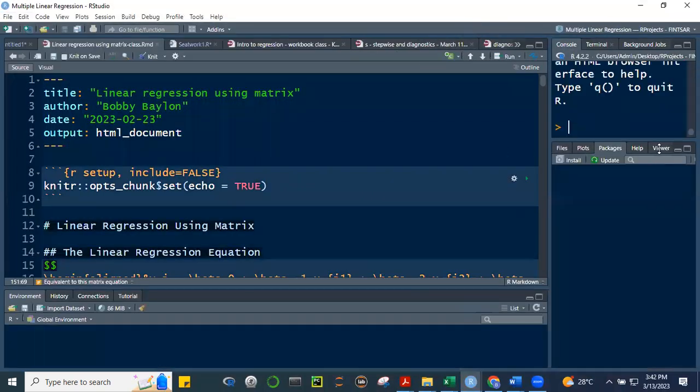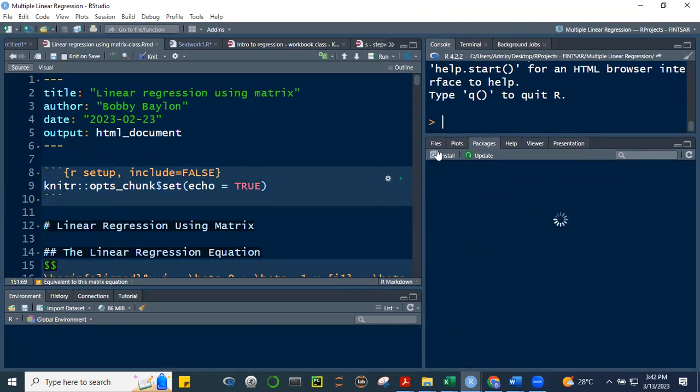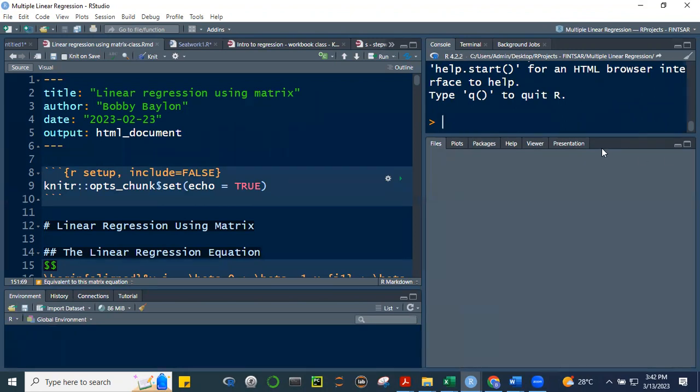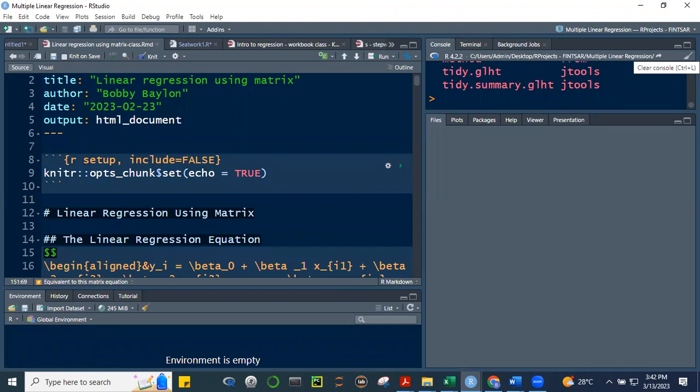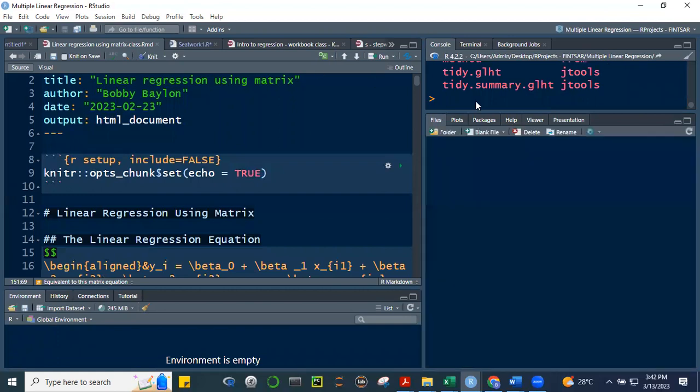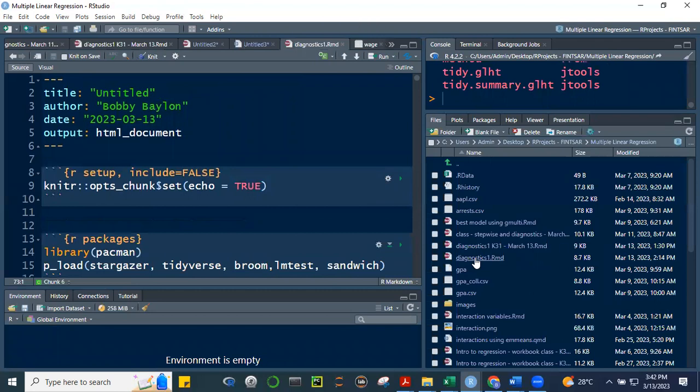Okay, there. So I open the project, and then for the files, kita nyo, ito yung project, no? Multiple linear regression. Okay, ito yung files. We were working on this a while ago.